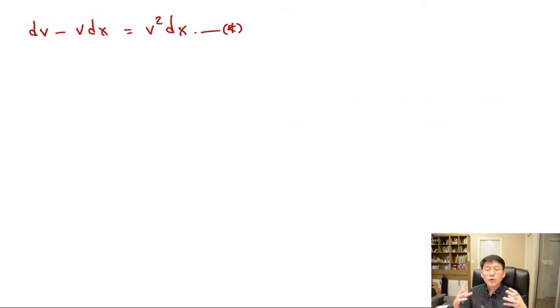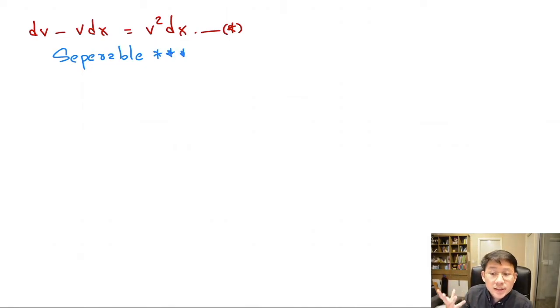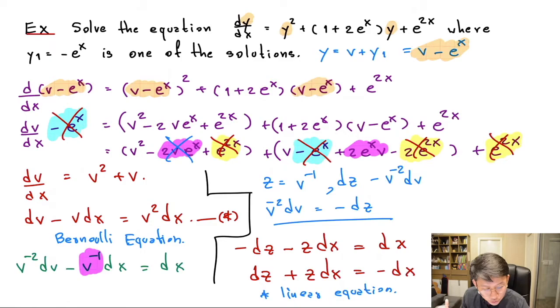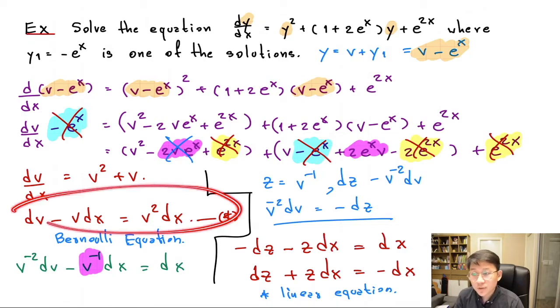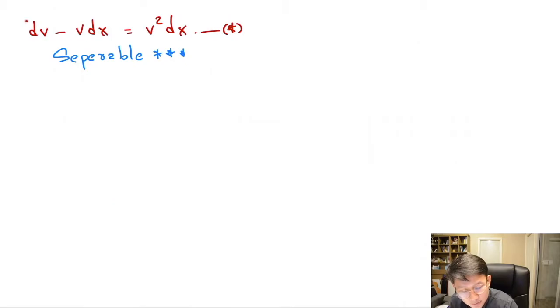If you look here, I know it's Bernoulli, but if you look very, very closely, you will see that it's also separable. So if you notice that and you don't want to do the Bernoulli equation, because Bernoulli is quite a long process, right? You need to divide the whole thing by v squared and then it becomes linear, and then you introduce the integrating factor and so on. So if you don't want to do that and you notice that this is actually separable.